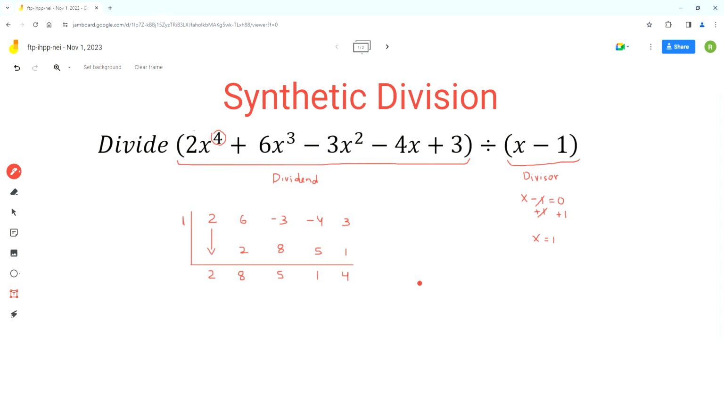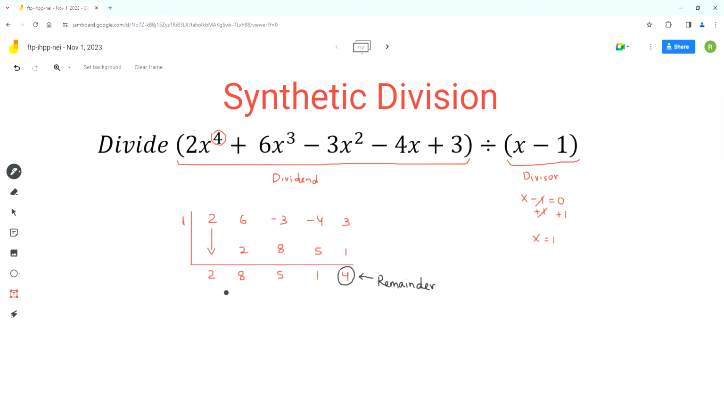Now we have to interpret the result that we got from this synthetic division. The last number in this synthetic division represents the remainder of this synthetic division. So there's a very important thing you have to understand and memorize. Now the previous numbers in this result represent the coefficients of the quotient.